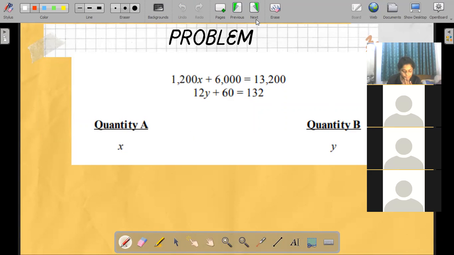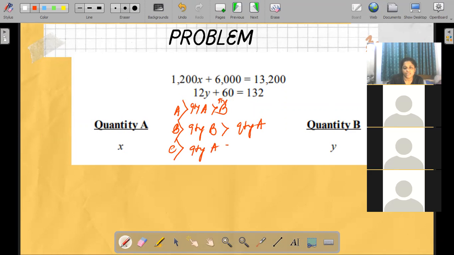I guess from now on, you all are going to remember the options, mug it up, okay? Option A is always quantity A greater than quantity B. Option B is quantity B greater than quantity A. Option C is quantity A is equal to quantity B. Option D is not solvable, or not enough data to solve the problem.